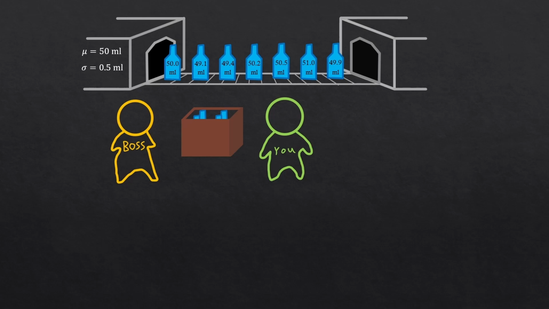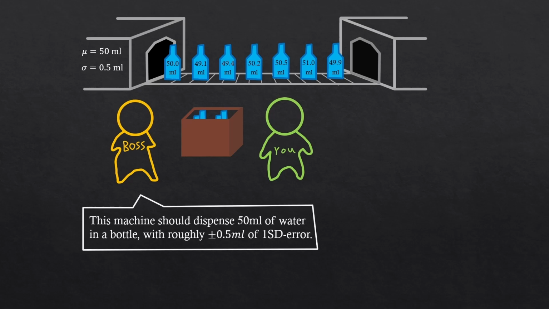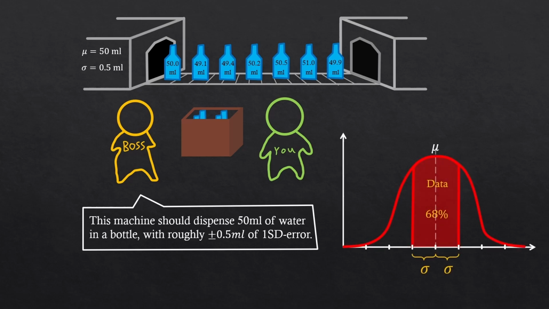The boss says the machine should dispense 50 milliliters of water in a bottle with roughly plus minus 0.5 milliliters of 1 standard deviation error. So what does plus minus 0.5 of 1 standard deviation error mean? It means 68% of the bottles will have the amount of water in between 49.5 and 50.5 milliliters, right? Because that's the plus minus 1 standard deviation.